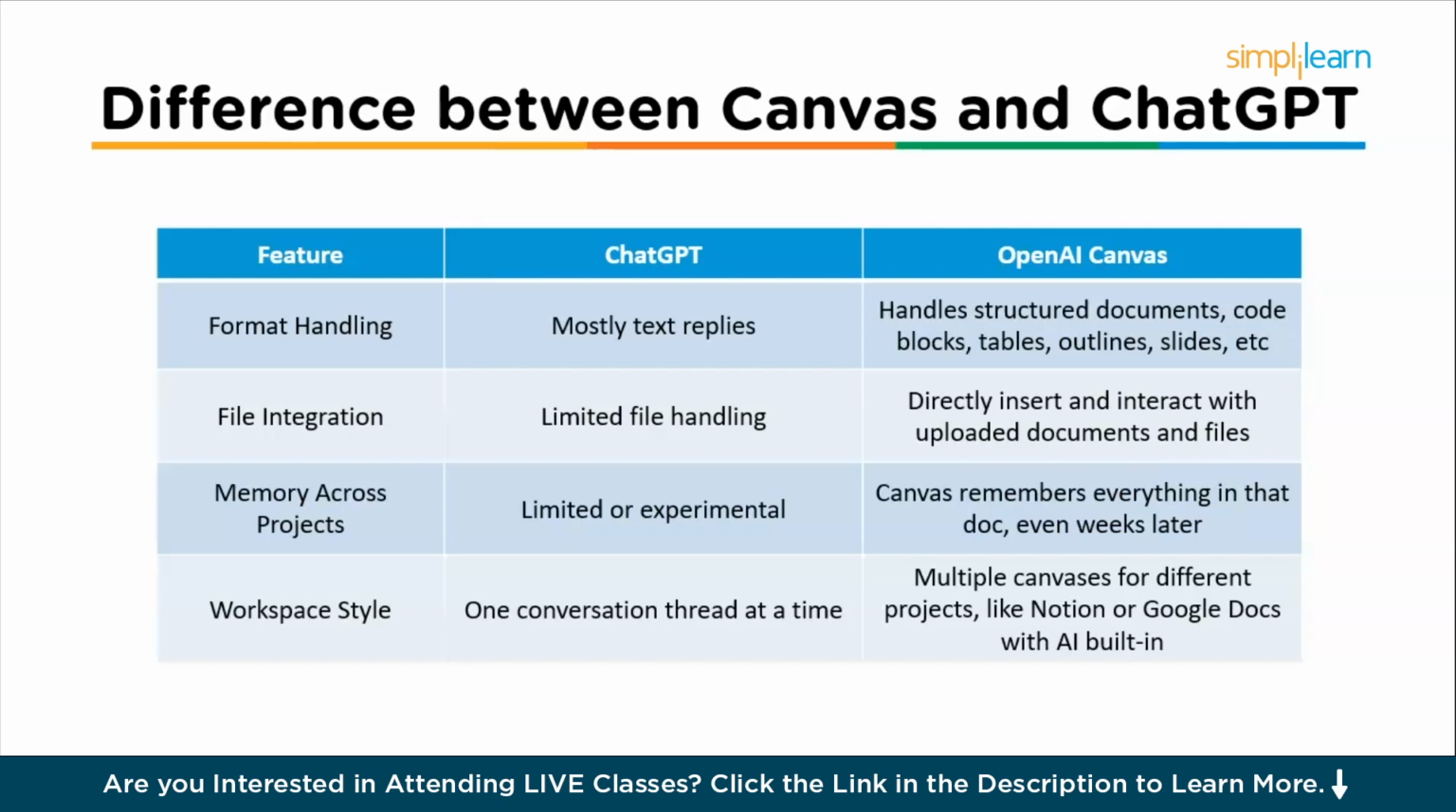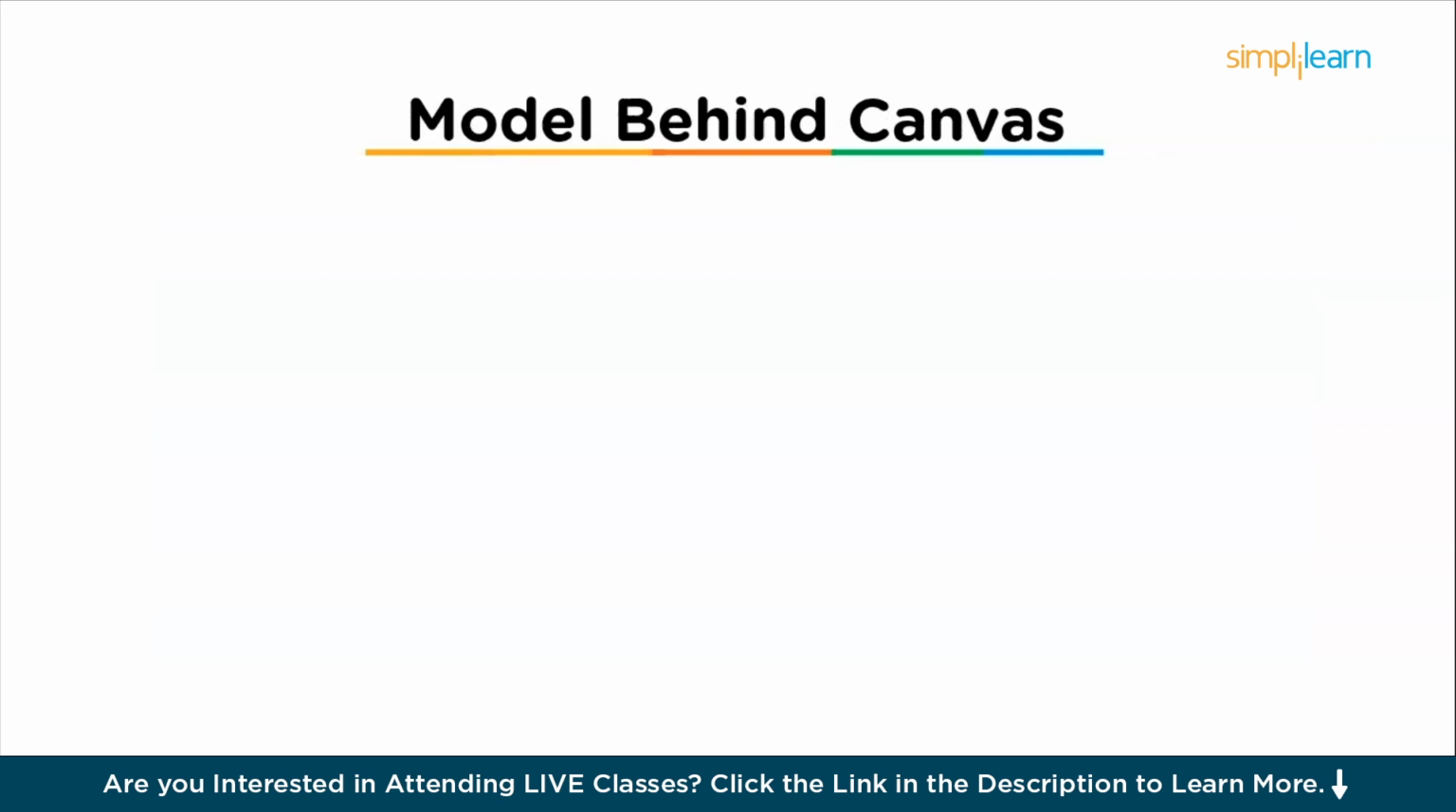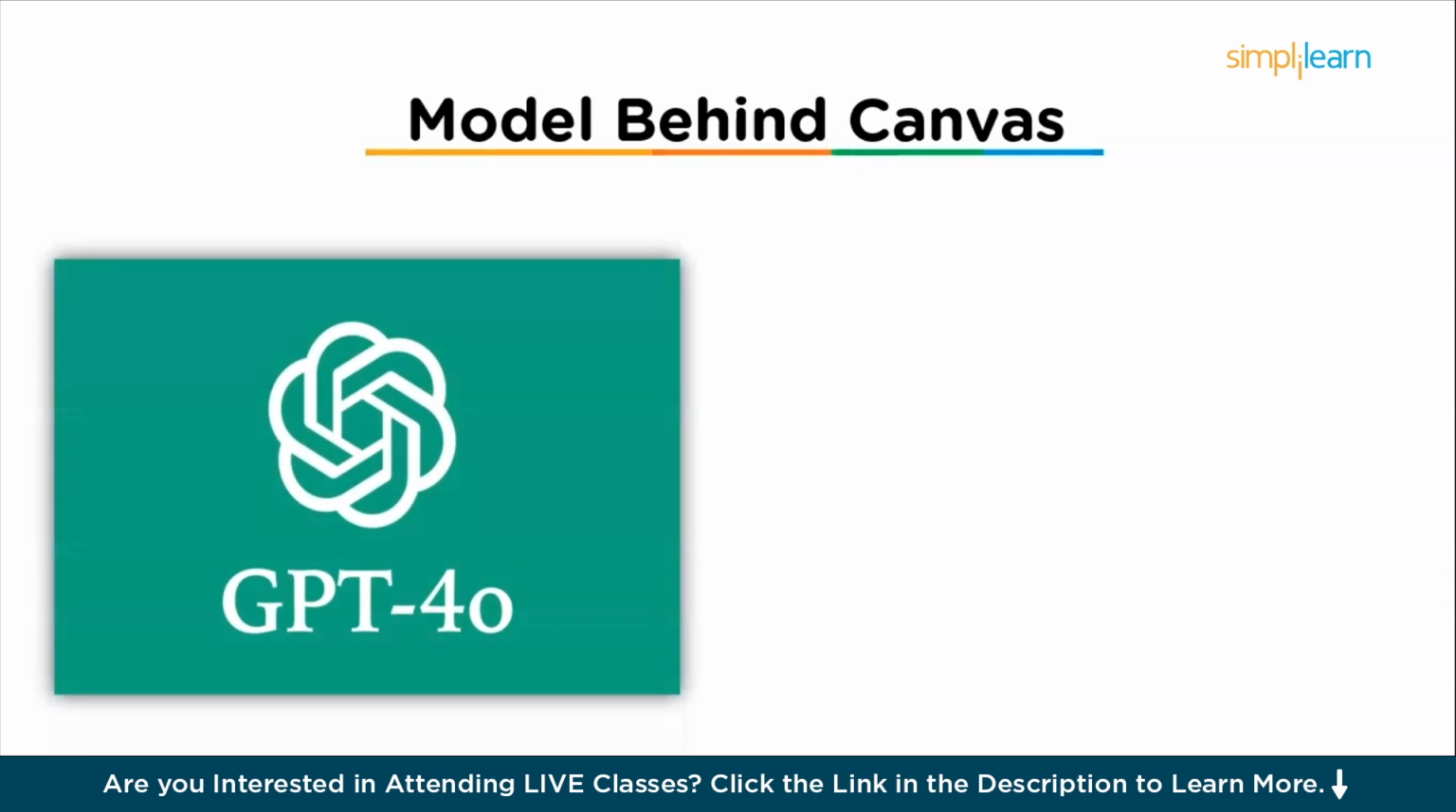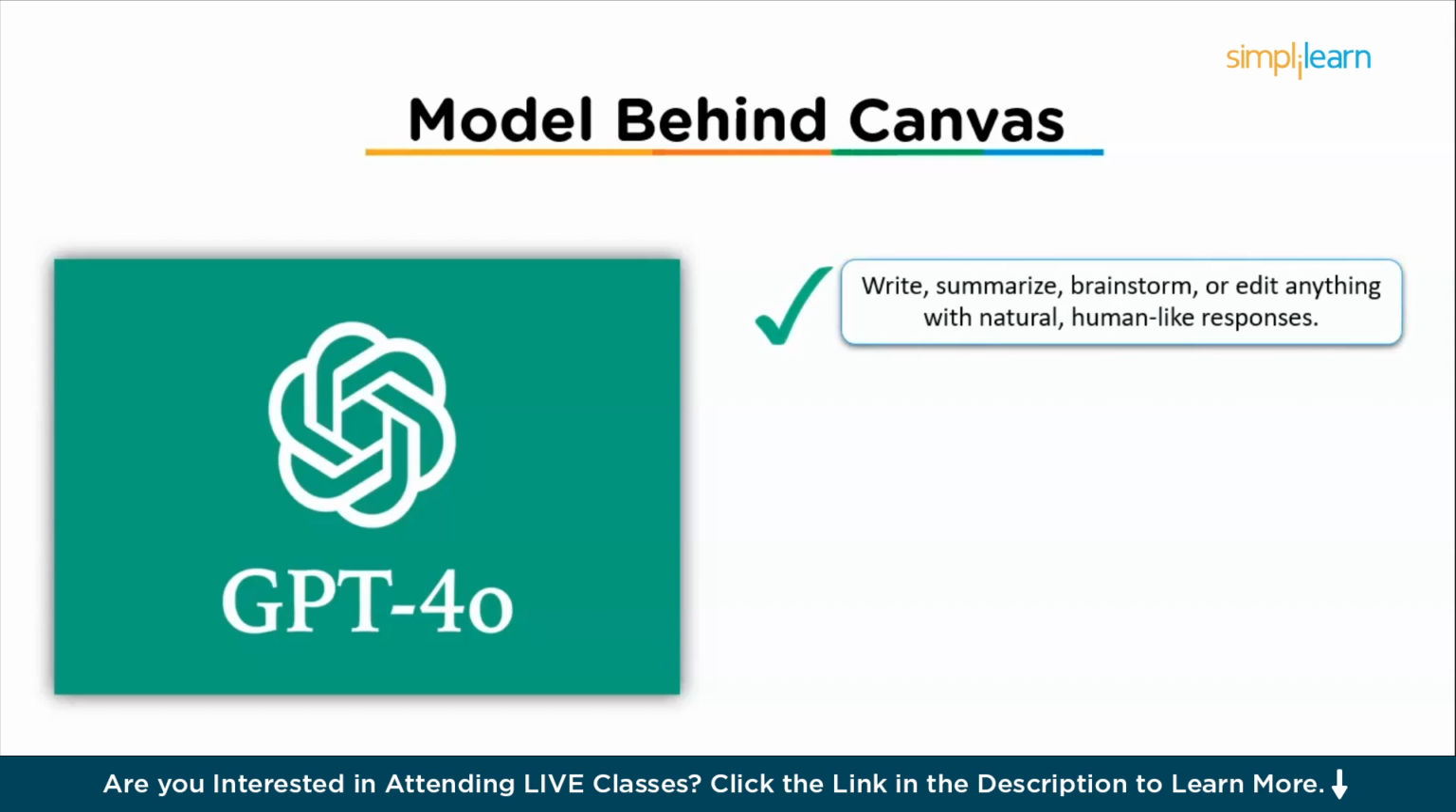This is great. Then let's move on to see the model behind Canvas. OpenAI Canvas is powered by GPT-4o, the latest and fastest AI model from OpenAI. The O stands for Omni, meaning this model can handle text, that is, writing, summarizing, brainstorming, or editing anything with natural, human-like responses.